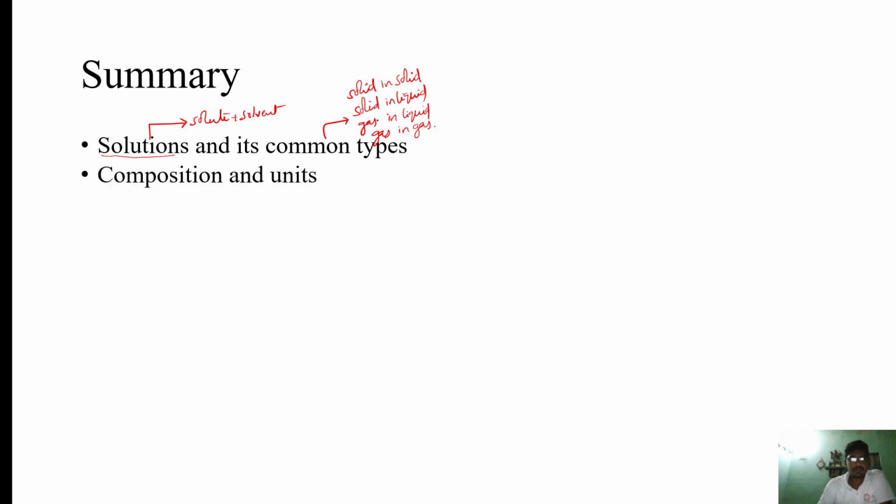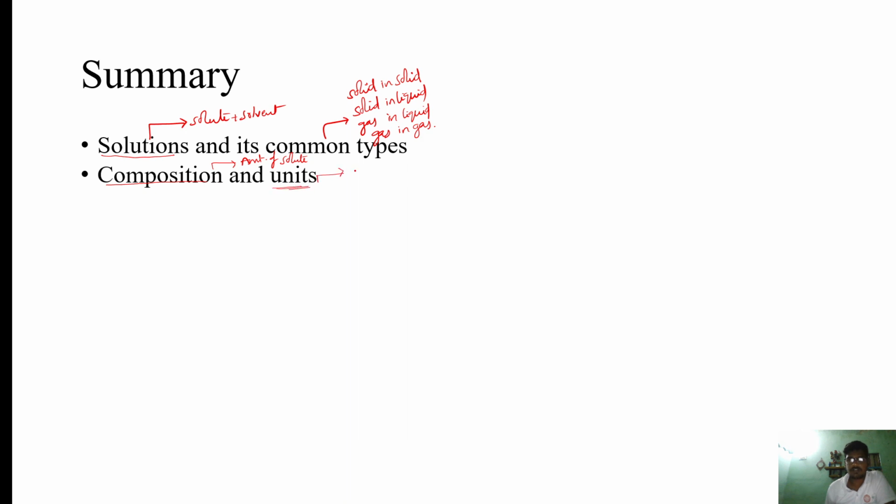Then we went on to study composition and units. Composition is nothing but how much amount of solute you are adding into a solvent to make a solution. Since you are adding some amount of solute into a solvent, you need to know how much your solute is composed of in the solution. For that purpose we use units.